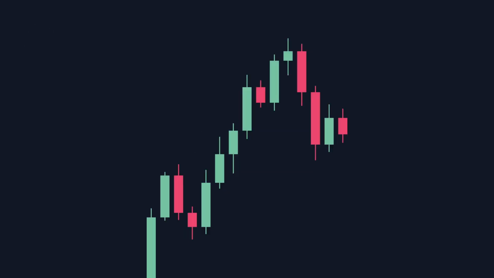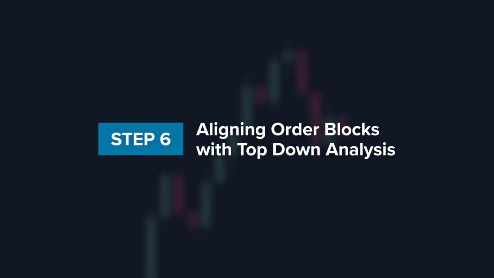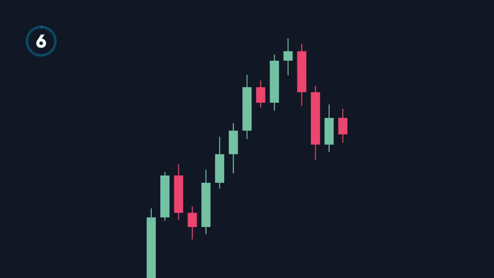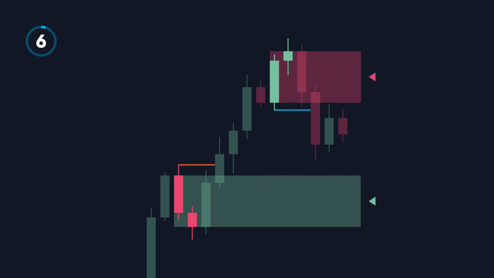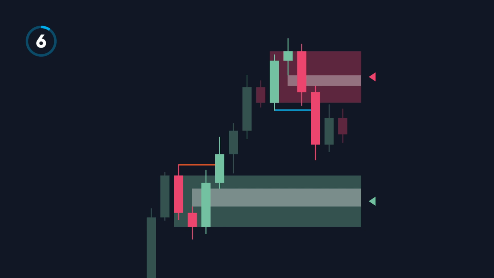And this moves us on to the next step, which is that you should only trade order blocks that align with the higher time frame market structure. Here we have a 15-minute chart, and within the market structure, we can identify two separate valid order blocks, and each have also formed their own individual fair value gaps. But the issue here is that one of them is bullish, whilst the other is bearish, which means they are conflicting in their directional bias.